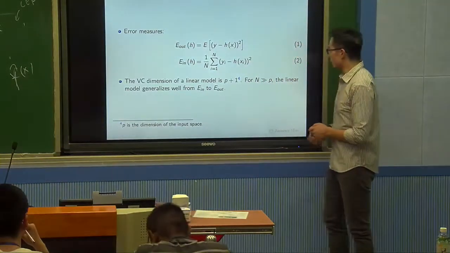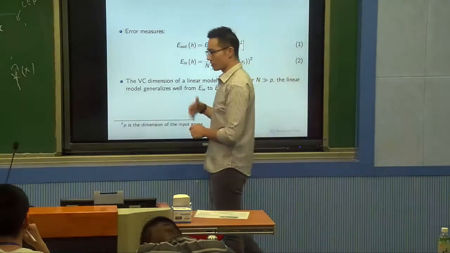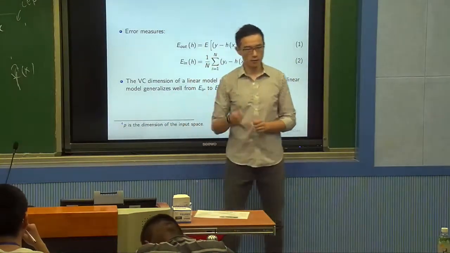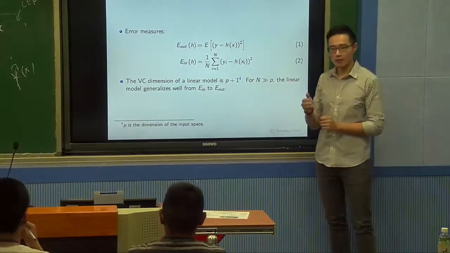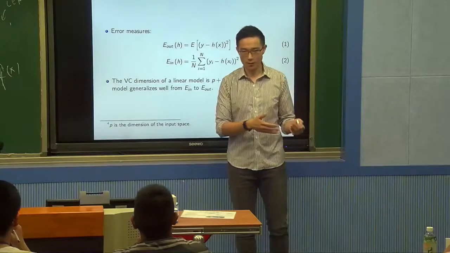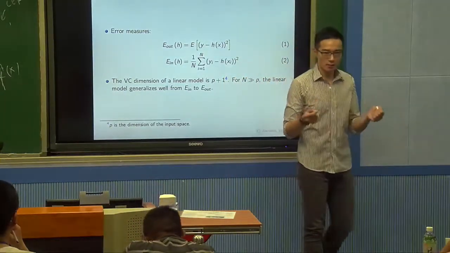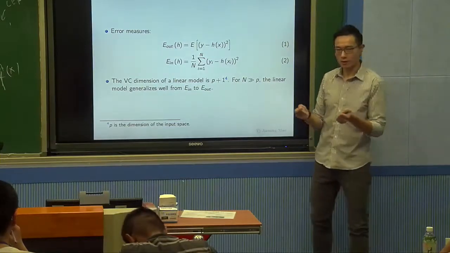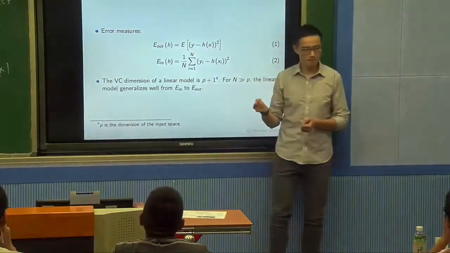So one of the advantages of linear regression, or the linear model, is that it's a relatively simple model. And by simple, using the terminology we have learned, it means that it has a relatively small VC dimension. So the model is not too complex. The VC dimension of a linear model is p plus 1.